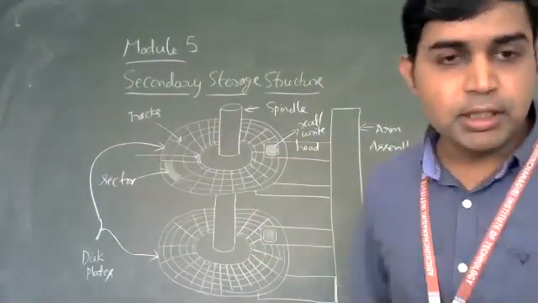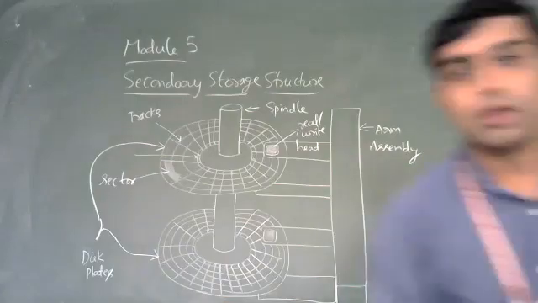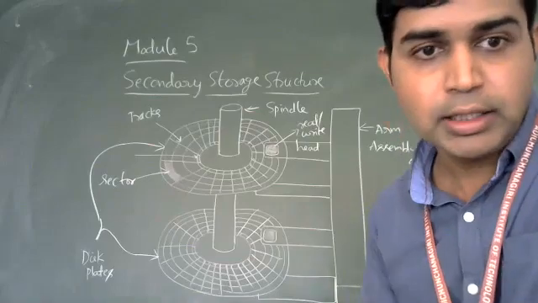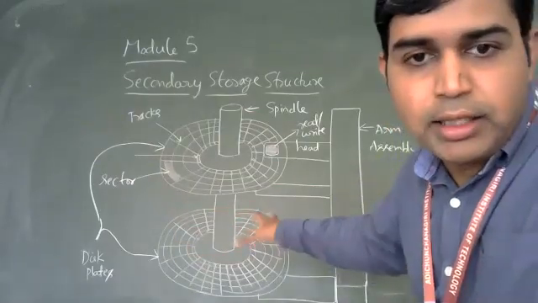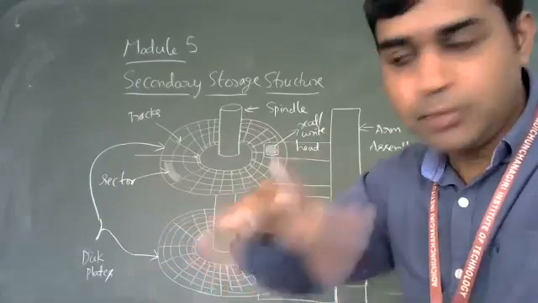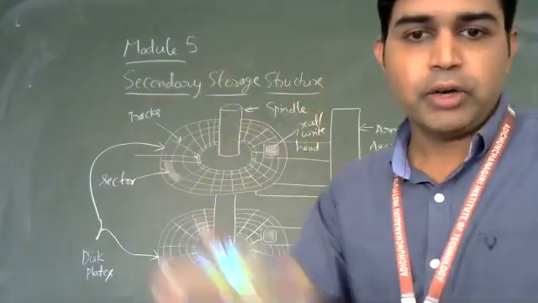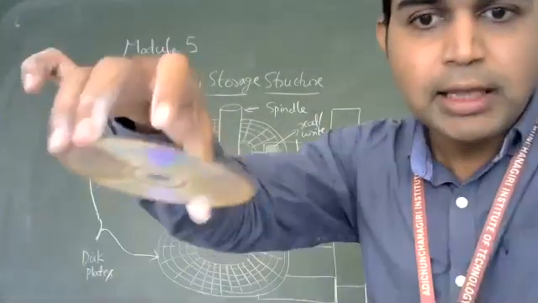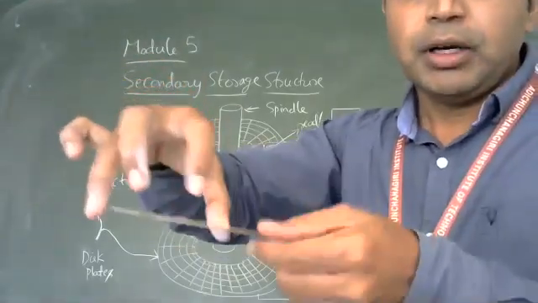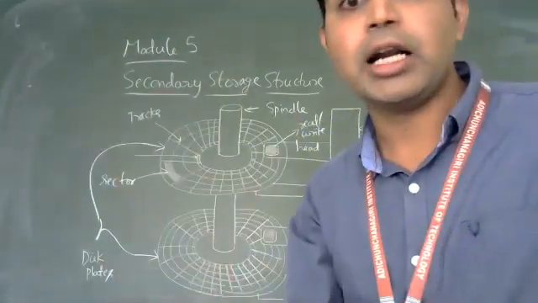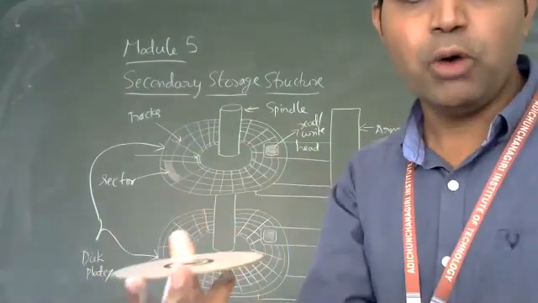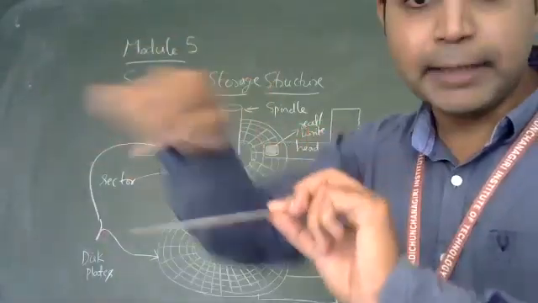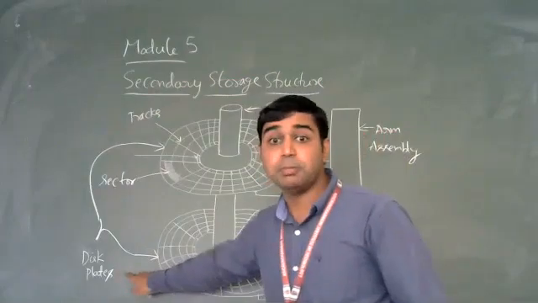Hope the diagram is visible to you. That is the diagram of a hard disk. In your system you will be having your hard disk, correct? This is a hard disk which contains two disk plates. Now, this is not a hard disk, this is just a CD, but this kind of disk plate you can see in your hard disk. I just want to show how it will look, that's why I brought this. This is called a disk plate. Can you see I have written here disk plates, correct?